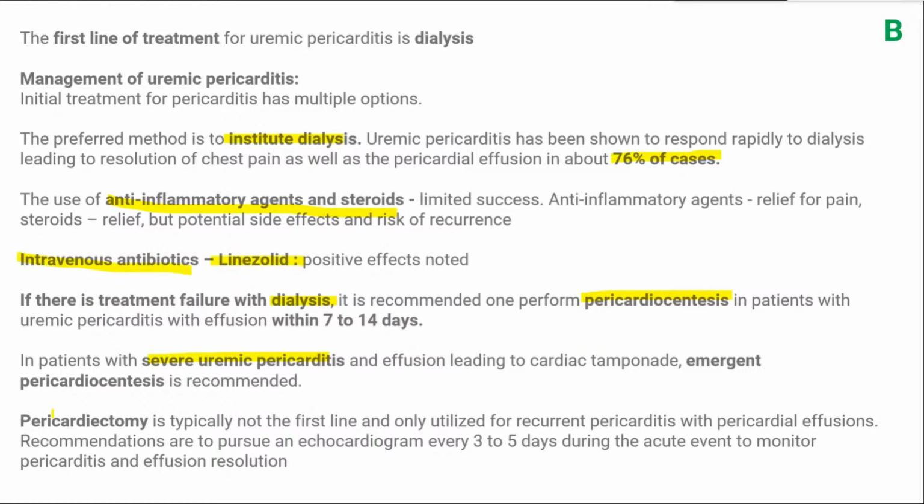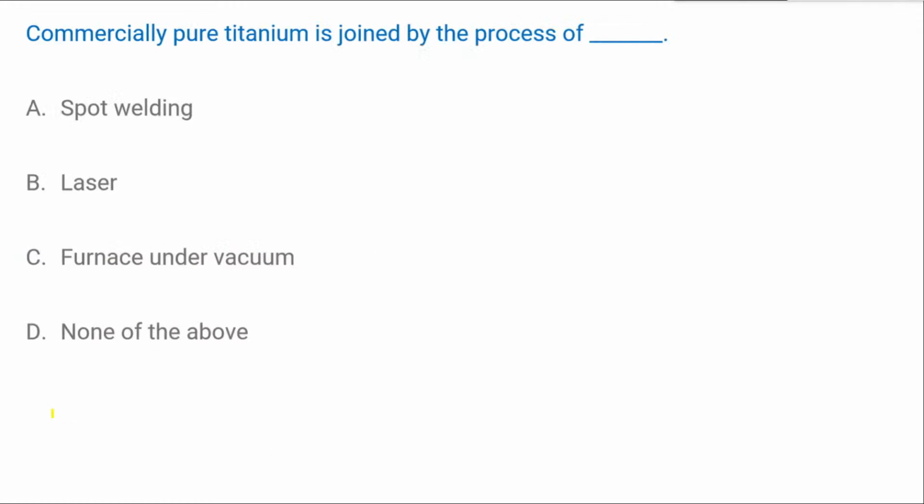Okay. So moving on to the next question. Commercially pure titanium is joined by the process of. There are two key things in this question. One thing is commercially pure titanium, meaning it's only titanium, no titanium alloy. The other thing is joined. He has not given whether it is soldering, brazing, or welding. So, what could be the option? Here, there are two confusing things.